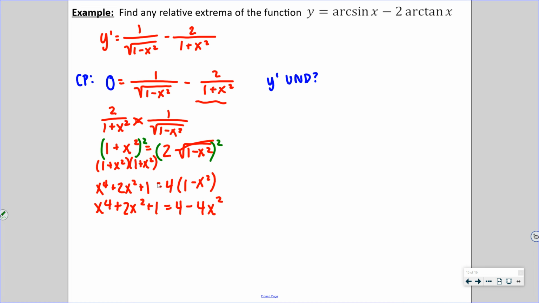Okay, let's see if we can set this equal to 0 and factor it. So I have x to the 4th plus 6x squared minus 3. You probably get to this point and you realize, this I can't factor. Because it is in quadratic form, it is a trinomial, but there's not two numbers that multiply to 3 and add to 6.